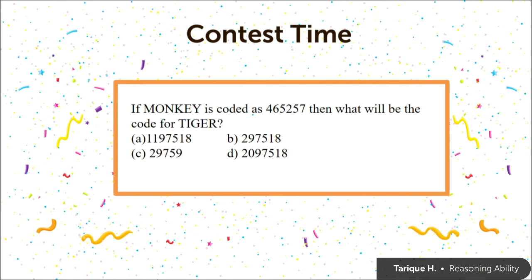Look at the values of each letter, look at the code, observe carefully. I am sure you can solve. Observe carefully everything that is happening. What is the change? What could be new in this question? What will be the code for tiger if monkey is coded as 465257, then what will be the code for tiger? Careful observation is required.